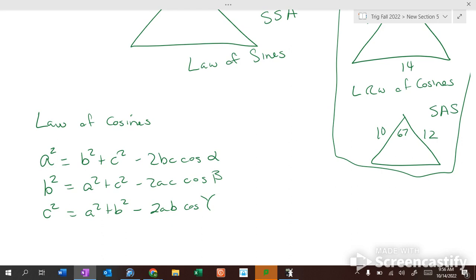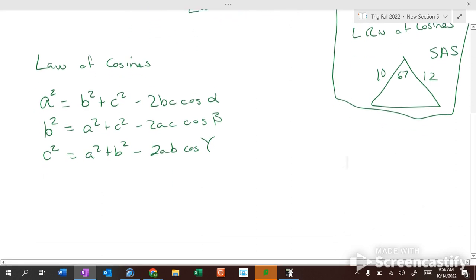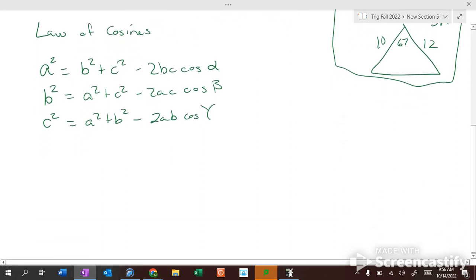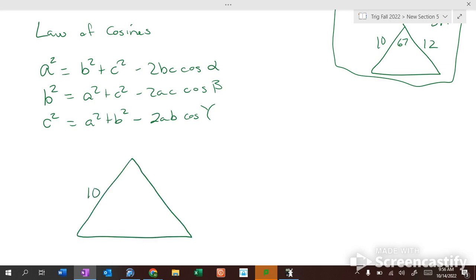All right, so if you're looking for a side, that'll be easier with the law of cosines than if you're given side, side, side. So we'll do the side angle side first, then we'll do a side, side, side. So let's say that I know this side is 10, this side's 12, this is 67, this is alpha, let's just say this is beta, this is gamma.